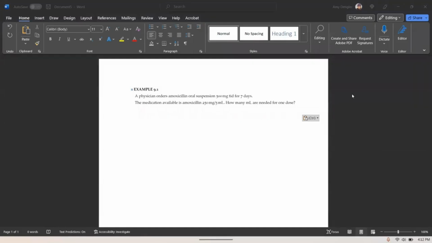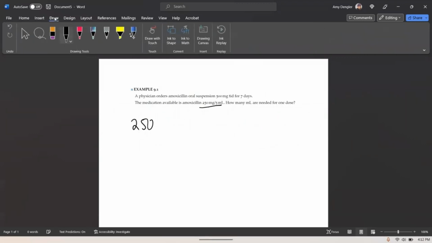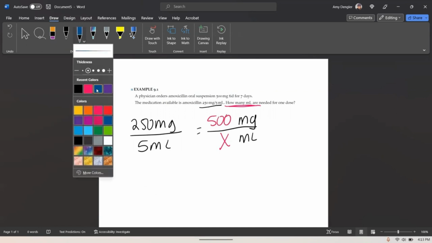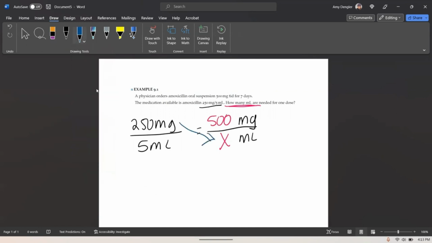Okay, so example 9.1, a physician orders amoxicillin oral suspension, 500 milligrams TID for 7 days. The medication available is amoxicillin 250 milligrams per 5 ml. How many ml are needed for one dose? So one dose meaning every time they take it, not for the entire 7 days. So we have the stock strength here, 250 milligrams over 5 ml. I'm gonna put that in one side of a proportion, which means I need milligrams here and milliliters here. Our question is asking us how many ml, so that's gonna be our X. And the physician wants us to give them 500 milligrams. So we're gonna cross multiply and divide.